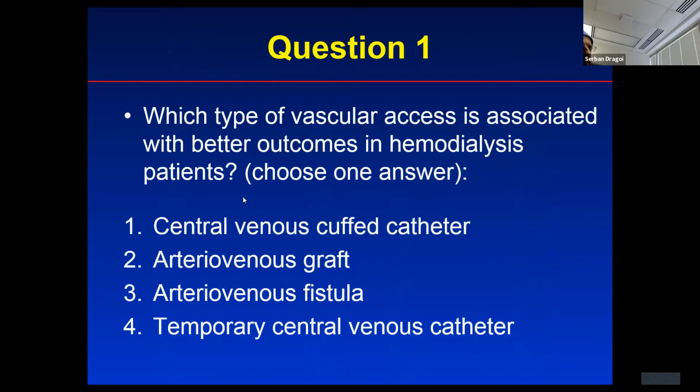And so here I kind of give you a hint already, but the question says, which type of vascular access is associated with better outcomes in hemodialysis patients? And it gives you temporary catheter, AV graft, fistula, and tunneled. And of course, the temporary one is the worst. The tunneled is a little bit better, but still terrible, because it's a catheter exposed to infection and clots, etc. And the AV graft and fistula, this is the question. So basically fistula is much better in terms of outcomes.